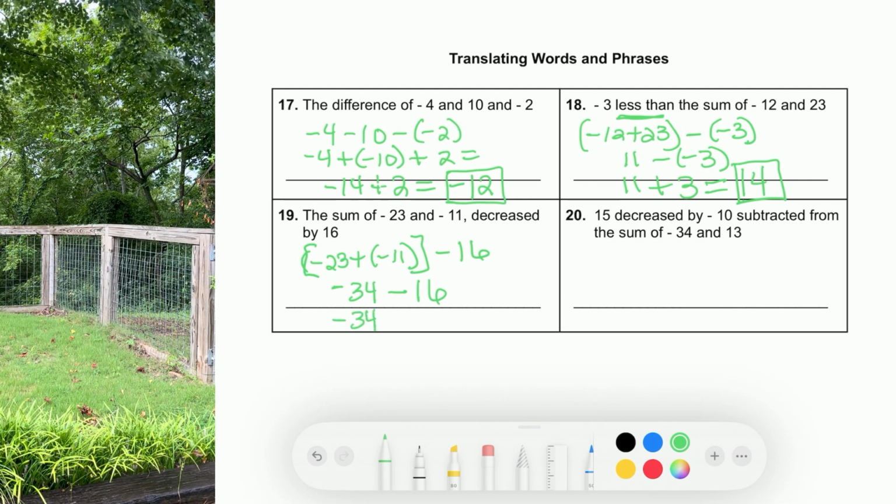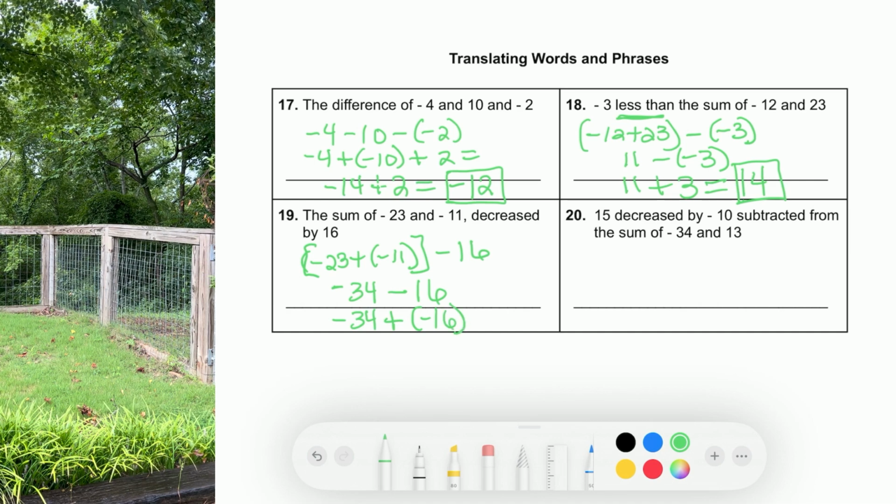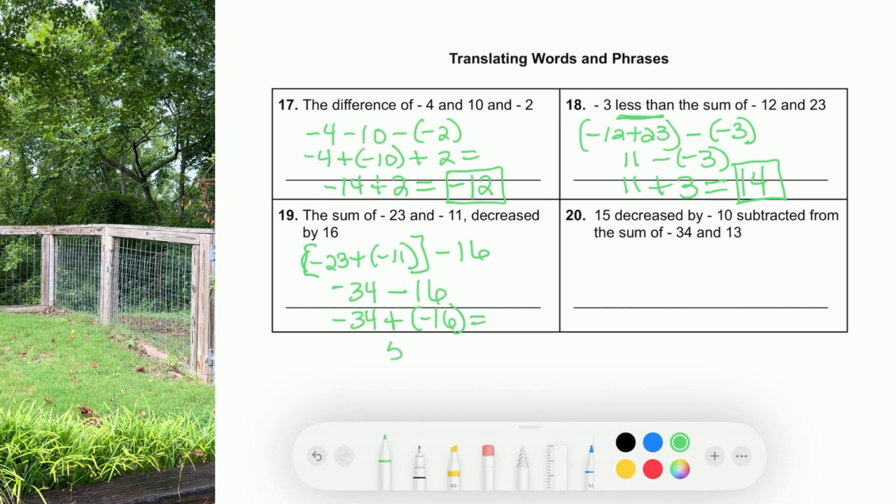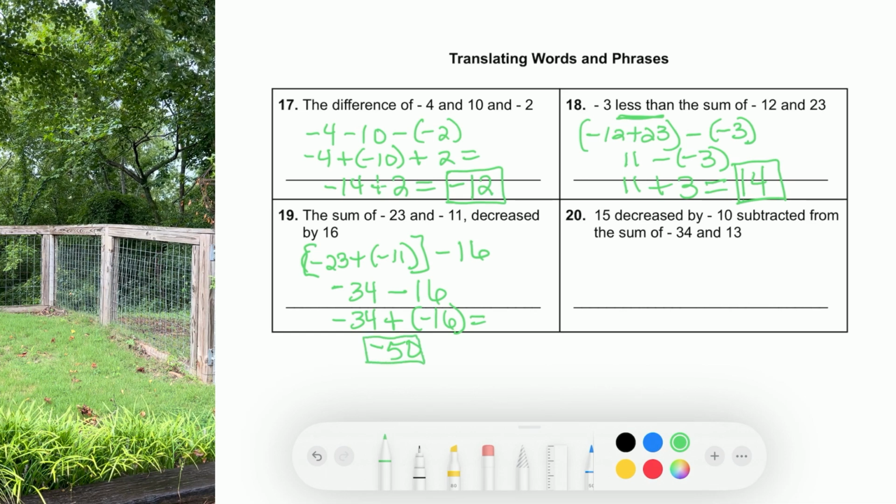I'm going to keep it, change it, so that we can actually add it. These are two negative numbers, so again, I'm going to add them and keep the sign. So that gives us 50, and they both are negative, so our answer is negative 50.